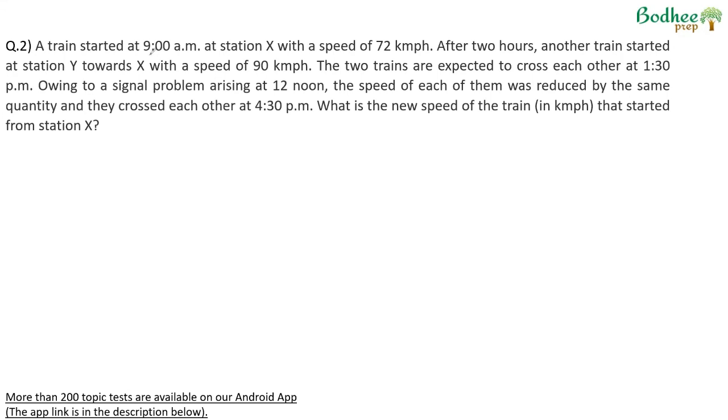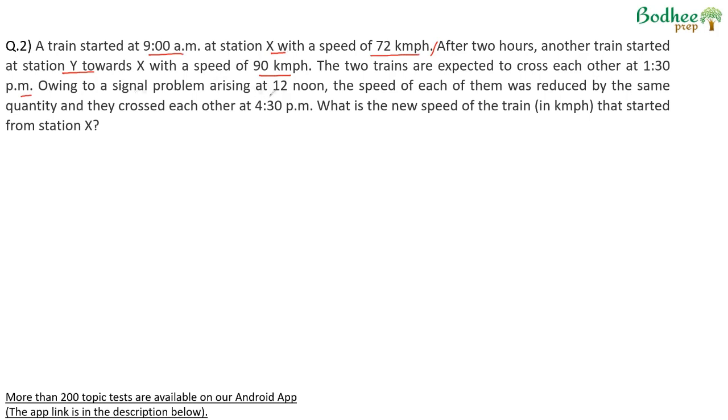A train started at 9 a.m. at station X with a speed of 72 kilometers per hour. After 2 hours, another train started at station Y towards X with a speed of 90 kilometers per hour. The two trains are expected to reach each other at 1:30 p.m.